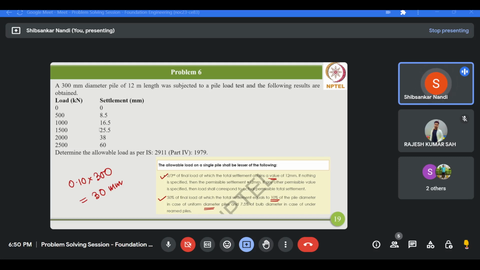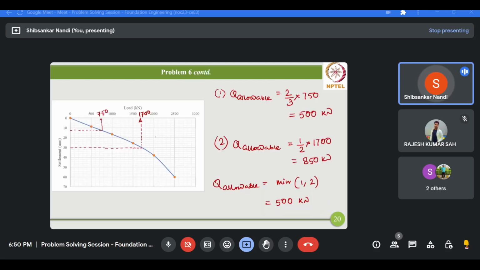Now for the present problem, this is a pile with uniform diameter, so you have to consider 10% of the uniform pile diameter. So this is 30 mm settlement. For this 30 mm, the allowable load is half of the 1700, so that means 850 kilonewton. This is condition 2. From condition 1, 2/3 of the load which corresponds to a settlement of 12 mm, that is 750, so 750 multiplied by 2/3 is 500 kilonewton. The lesser of these two will give you the final allowable load, that is 500 kilonewton. So this is the answer.